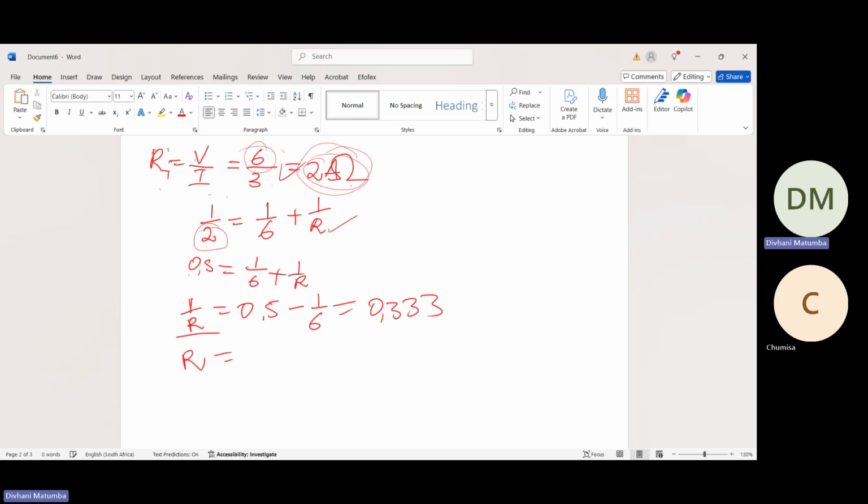The value of R will be 1 over that whole thing, so it will be 1 over 0.3333. So how much are you getting? I'm getting 3. The unit is ohms. Okay, now let's go to the next one.